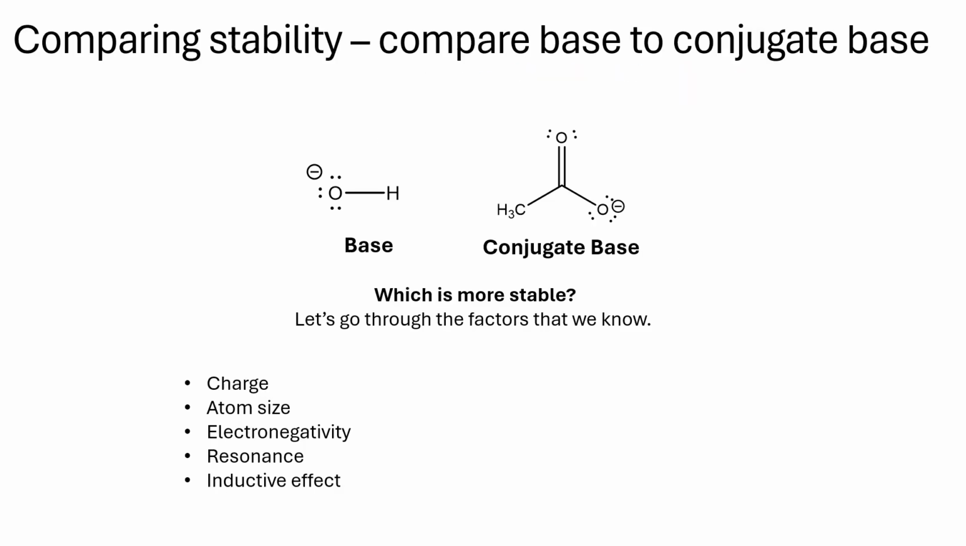So let's pull that together here. Here is the base and the conjugate base. Which of those is more stable? Well, we can look at all of these factors that we already know. They both have a charge, and they are both minus charges, so that doesn't help us very much. Same with atom size, they're both oxygens, so the atom that we're looking at for stability is the same. Same for electronegativity, they're both oxygens, so they have the same electronegativity, so we can't use that as a factor of stability either. However, we can use resonance.